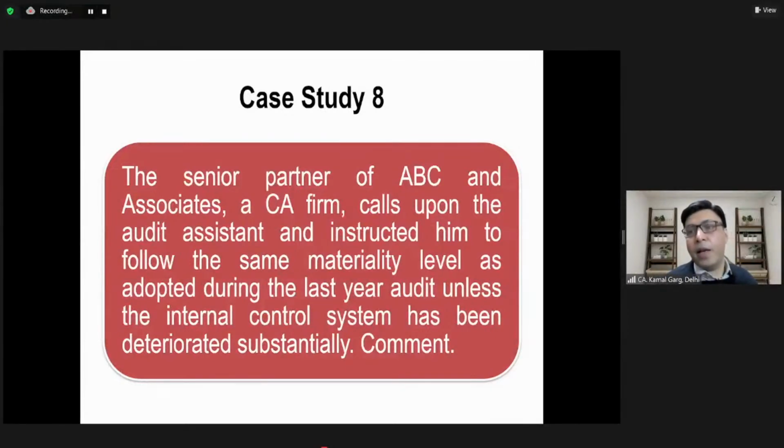You have to change your materiality level. So what is the learning over here? You have to document in your working papers why you have not changed materiality or why you have changed the materiality. Both ways you have to document.